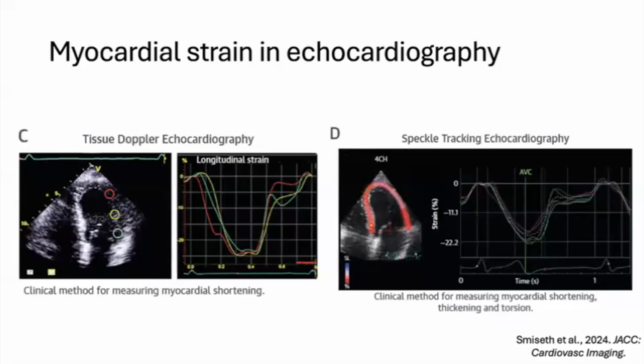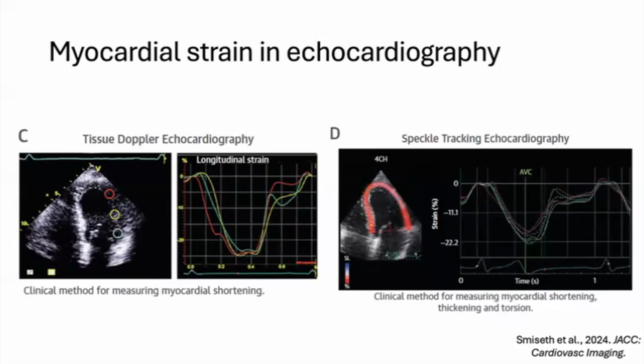LV strain first emerged and was initially done with tissue Doppler, 1D or M mode echo. The benefit of that mode was that it could be done even if the image quality wasn't that clear. As we know, we get pretty good quality images with M mode, and we can get those E prime velocities, even if we can't see the borders very well. So that was an advantage.